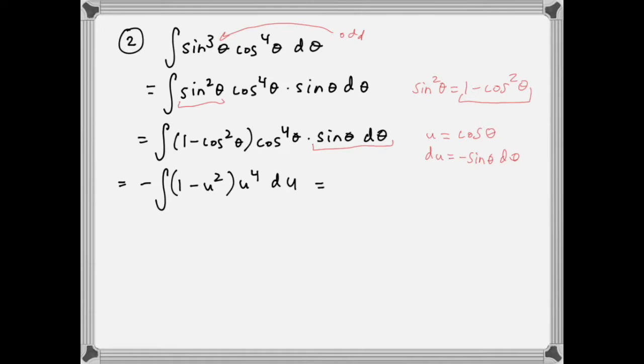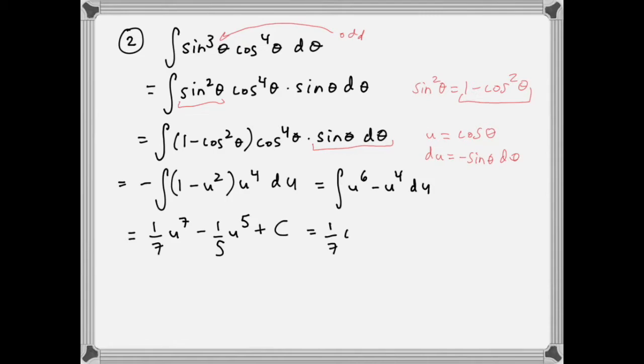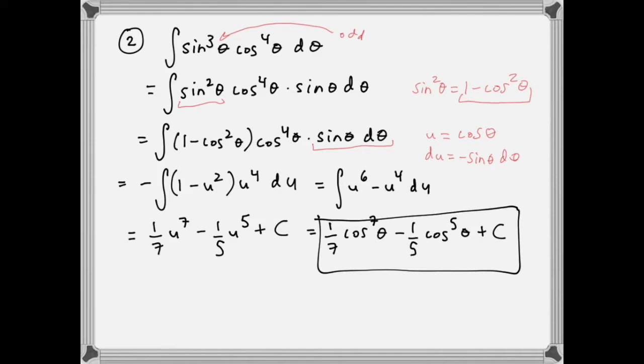What is this going to equal? I'm going to multiply that u to the fourth through and also multiply the negative through. So this ends up giving me u to the sixth minus u to the fourth du. So this is what we get. Now what? Well, now we can just solve it, right? So this is going to equal 1/7 u to the 7th minus 1/5 u to the 5th plus c. And from here, you let u equal cosine theta, and so you end up with 1/7 cosine to the 7th theta minus 1/5 cosine to the 5th theta plus c. And so this is our final answer.